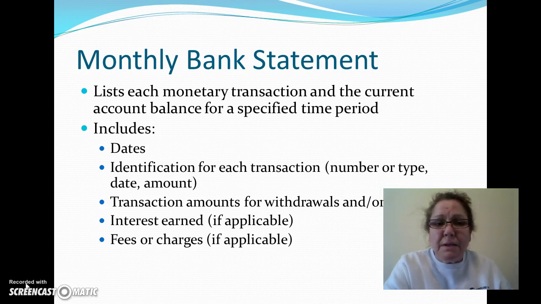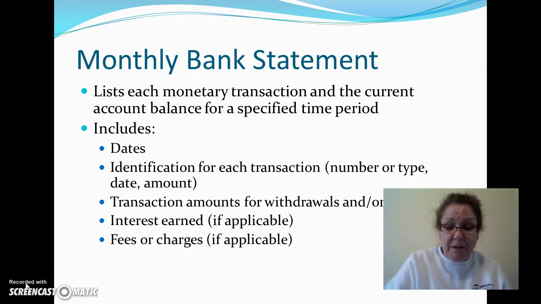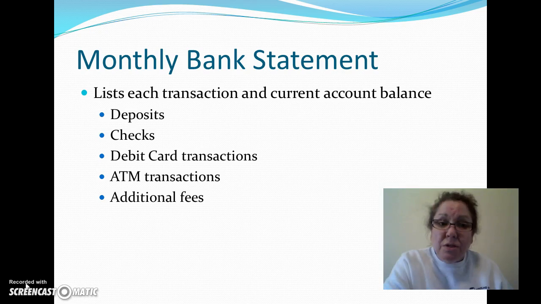Every monthly bank statement lists all the monetary transactions and balances for a specific period of time. It's usually about a month. It includes the dates, the identification for each transaction, what type it was, when it was, what the amount was, what the withdrawals were, which are your checks and your ATM debit purchases, what your deposits were, was there any interest, are there any fees that you need to pay? Each transaction and current balance lists all the deposits, the checks, the debit card transactions, your ATM transactions, and any additional fees that you may have incurred.